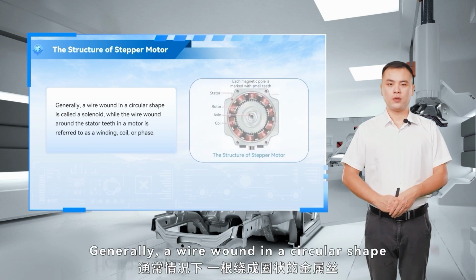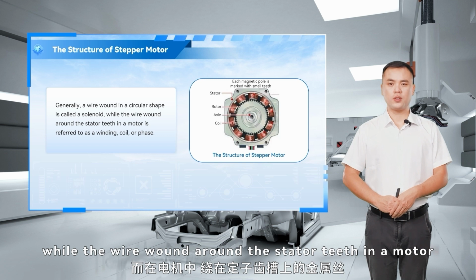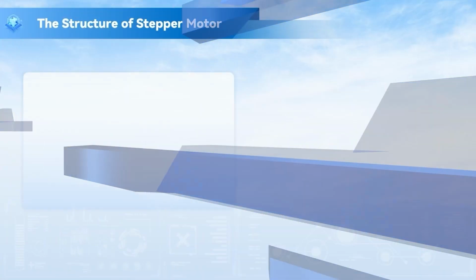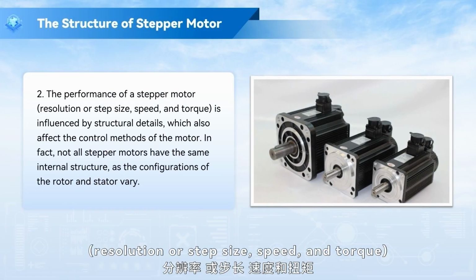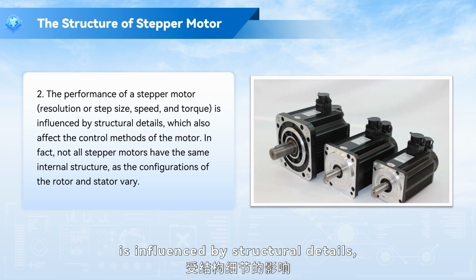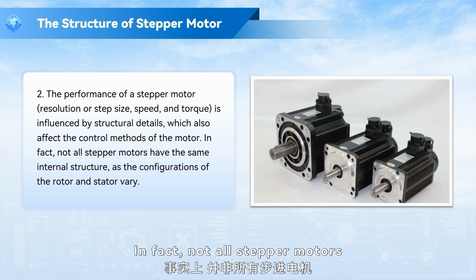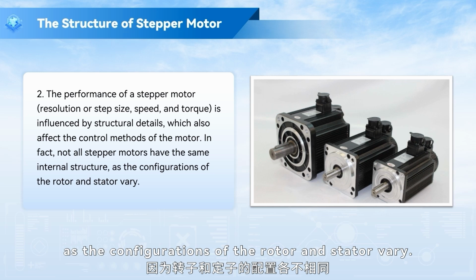Generally, a wire wound in a circular shape is called a solenoid, while the wire wound around the stator teeth in a motor is referred to as a winding, coil, or phase. 2. The performance of a stepper motor, resolution or step size, speed, and torque, is influenced by structural details, which also affect the control methods of the motor. In fact, not all stepper motors have the same internal structure, as the configurations of the rotor and stator vary.